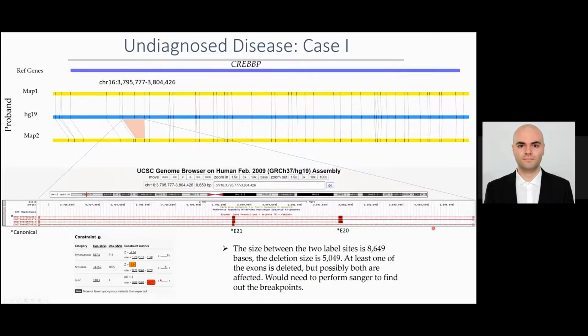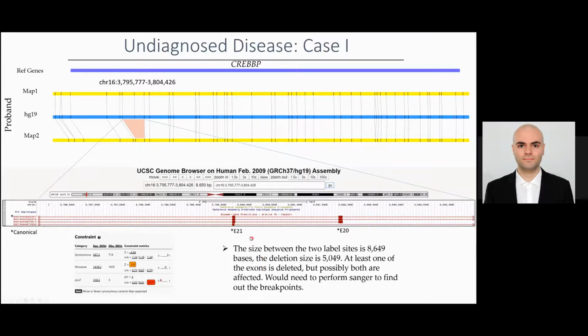Further looking at the location of this deletion within the gene, we see that it is likely to affect exons 21 and 20 of the canonical splicing of this variant. And we see that loss-of-function variation in this gene has a pLI score close to 0, which means that mutations resulting in loss of function are not tolerable in this gene.